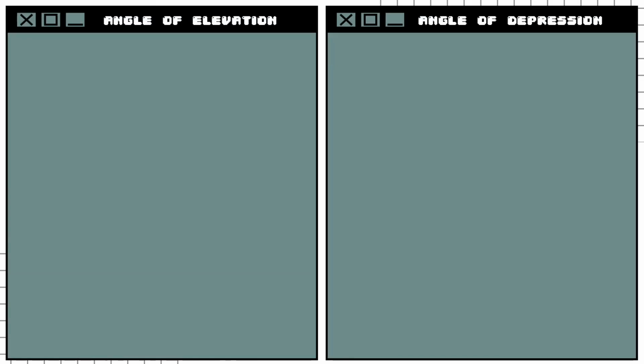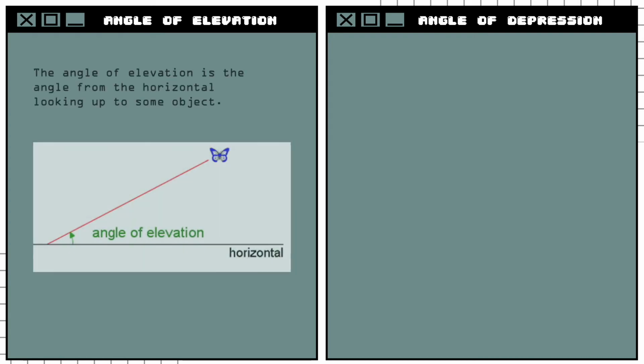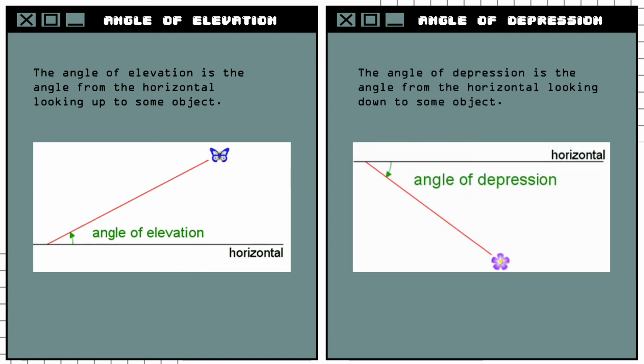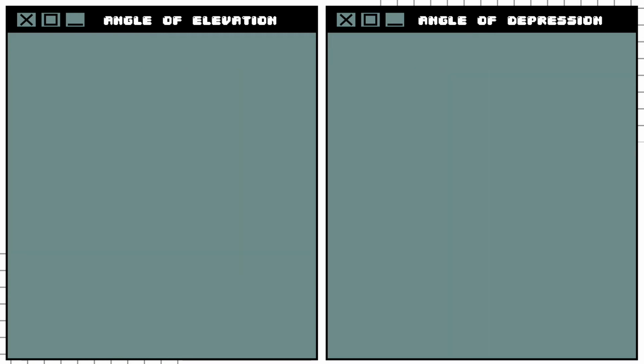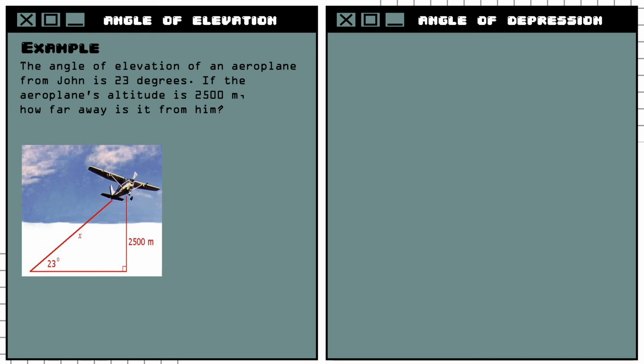And we're down to our last topic, which is the angle of elevation and angle of depression. In surveying, the angle of elevation is the angle from the horizontal looking up to some object. Meanwhile, the angle of depression is the angle from the horizontal looking down to some object. Let's have some example. The angle of elevation of an aeroplane from John is 23 degrees. If the aeroplane's altitude is 2,500 meters, how far away is it from John?